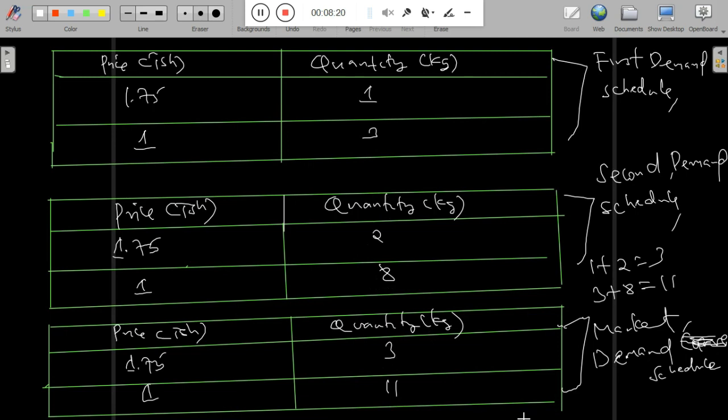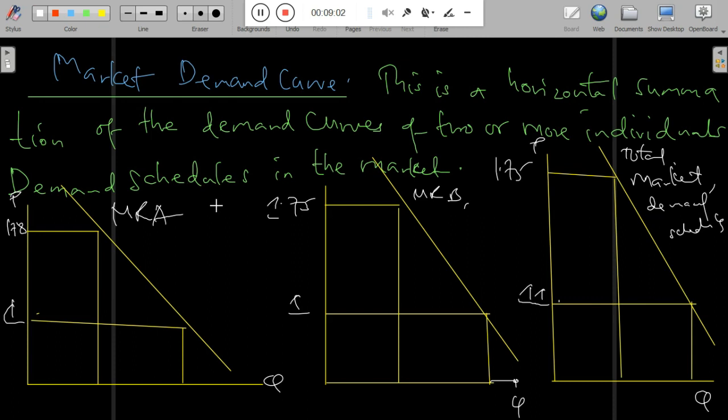So that is how we sketch out the demand schedule. After understanding the market demand schedule, that is a combination of the demand schedules of different individuals, now let's discuss the market demand curve. Since we understand what a market demand schedule is, the market demand curve is a sketch of the market demand schedule.